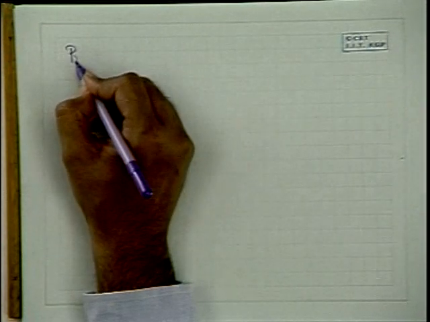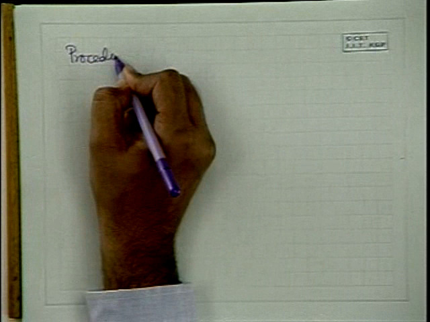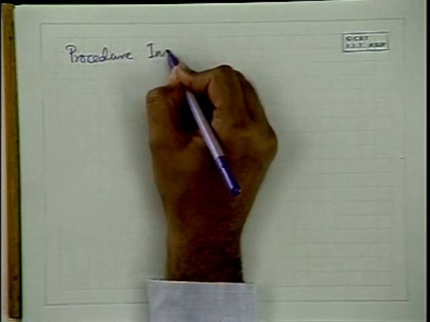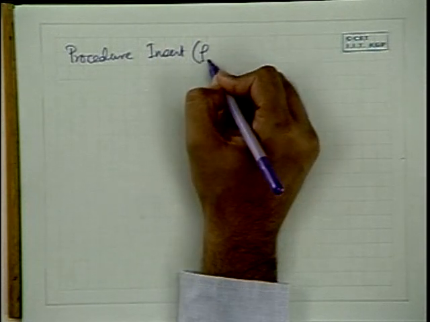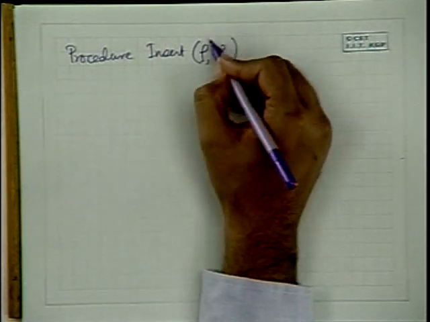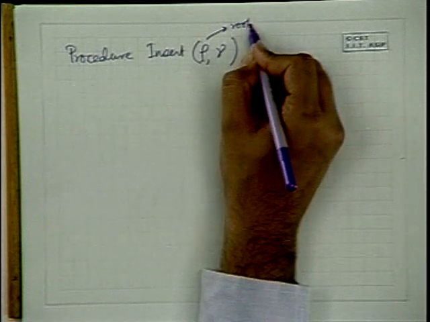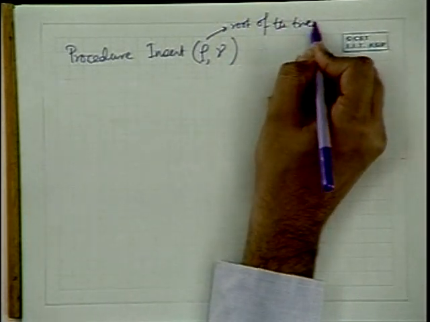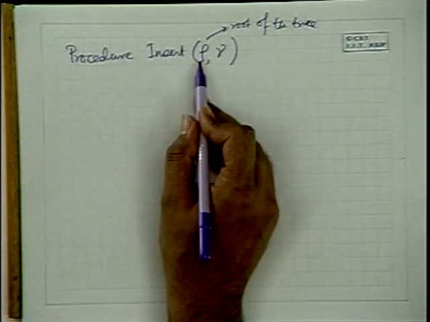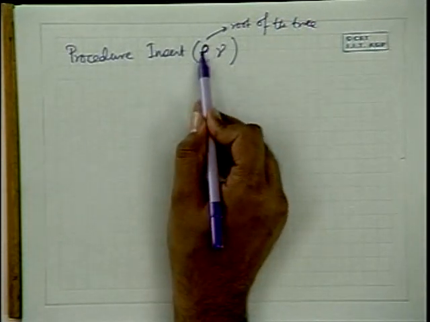So, procedure insert. This is the root of the tree. I need this pointer to be passed. So initially we are calling it with root.